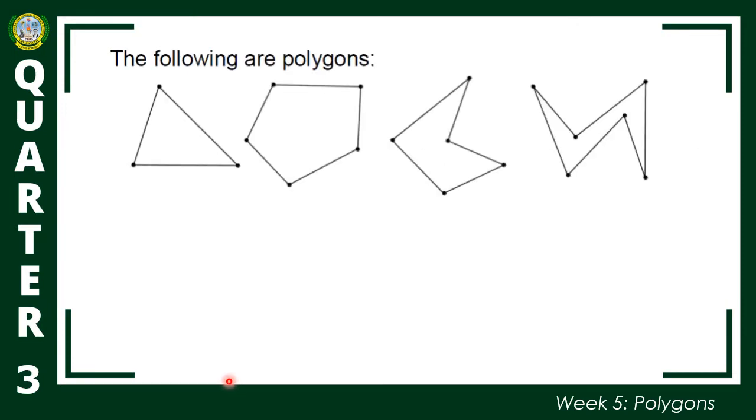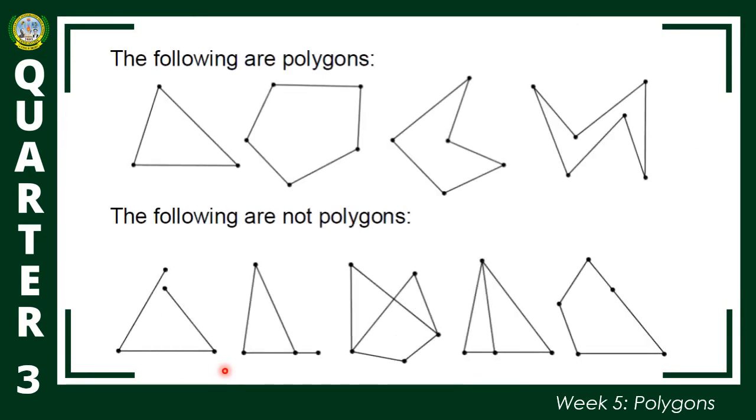The following are polygons, while the second set of figures are not polygons. So as you can see, in the set of figures above, the segments are connected at their endpoints. All of them are closed, and no segments are crossing each other. Unlike in the second set, in the first figure, the endpoints of the two segments are not connected, therefore, it is not closed. The same goes for the second figure, where the two endpoints of the segments are not connected.